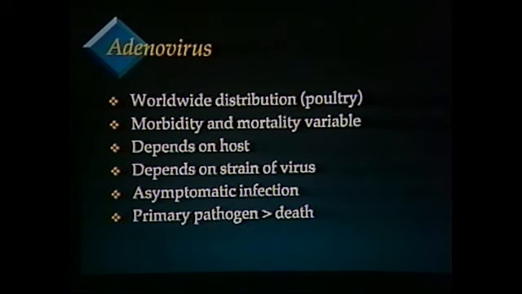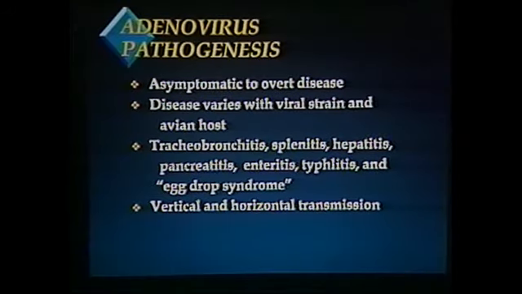In poultry, avian adenovirus is widespread. It's found throughout the world, and there has been some degree of controversy on its ability to produce disease in birds. Morbidity and mortality are variable. They can be extremely low or extremely high, depending both on the host that is infected and on the strain of virus with which the bird is infected. So, aviadenovirus infection in poultry can range from asymptomatic infections where the birds harbor the virus with no ill effects to the virus being a primary pathogen resulting in death of the bird.